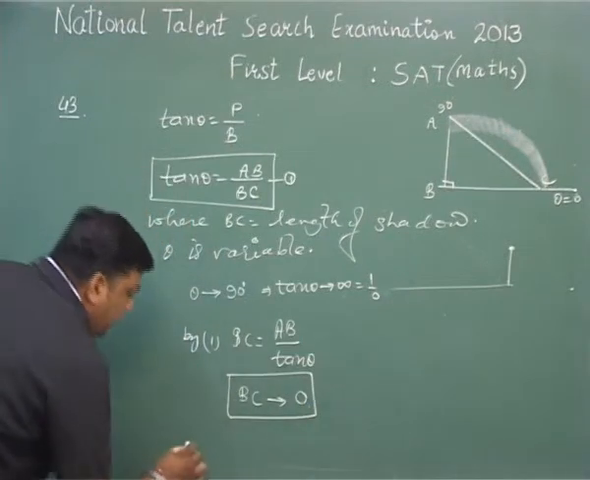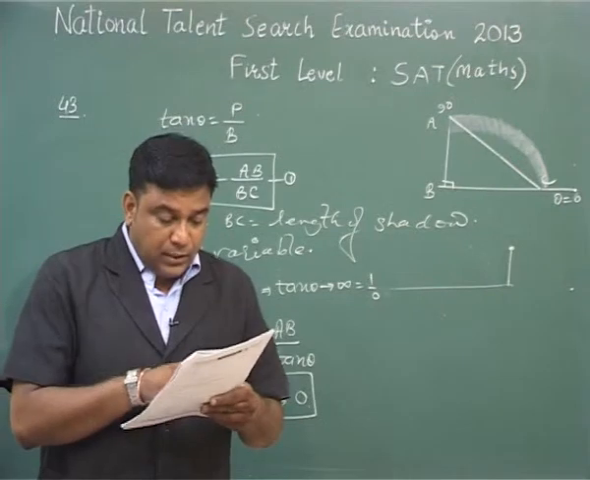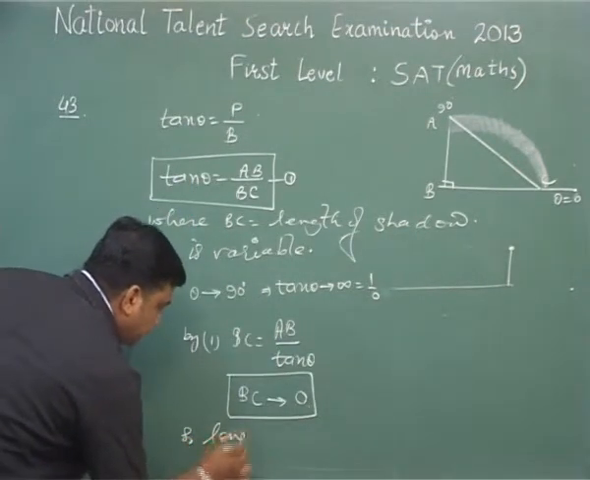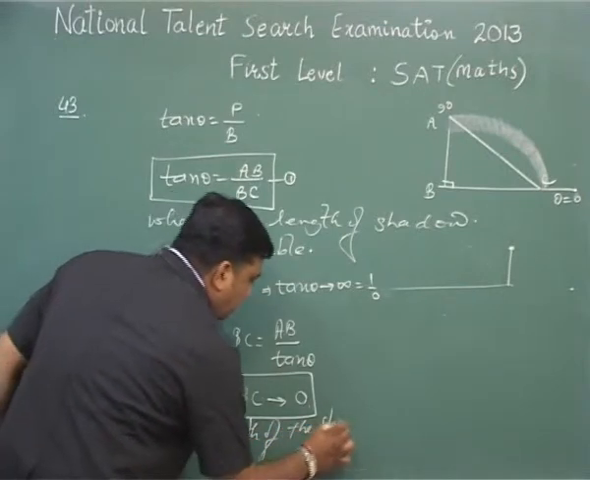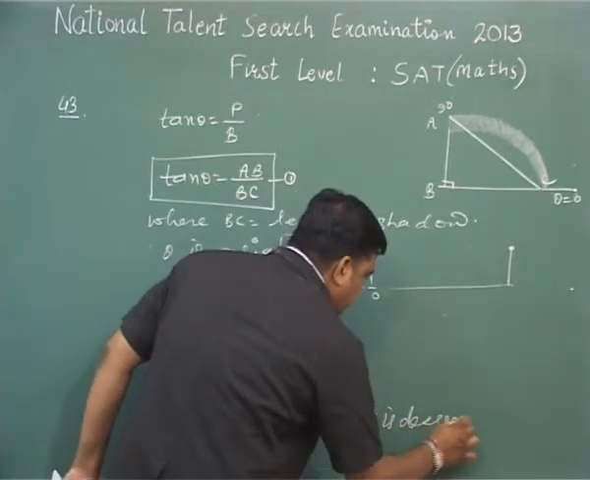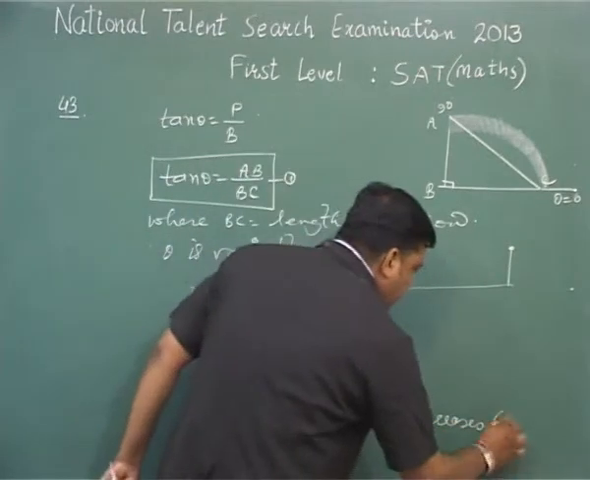It means option number 3 is correct. The length of the shadow decreases is the correct answer.